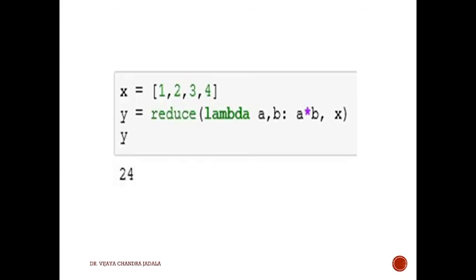So here 1, 2, 3, 4, a into b, then x. 1 into 2 is 2, 2 into 3 is 6, 6 into 4 is 24. So the output is 24. We are multiplying it to the nearest neighbor. 1 into 2 equal to 2, 2 into 3 equal to 6, 6 into 4 equal to 24.